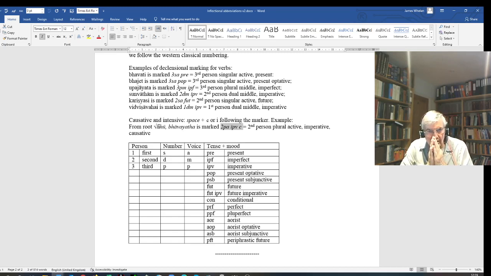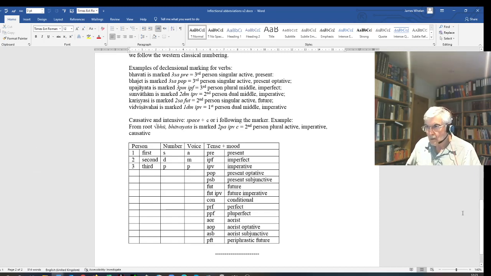This is the second person active, sorry, second plural active, talking to you, but you in the plural, that's three or more, and it's an imperative space C. That means it's a causative verb. So from bhavati is the non-causative, the straight verb. Bhavayati is put into the causative, to cause to be. So here we are, bhavayata.